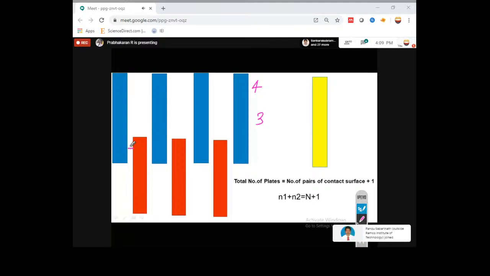So here, this is the first contact zone. This is the second contact zone. This is the third contact zone. This is the fourth contact zone. This is the fifth contact zone. This is the sixth contact zone.